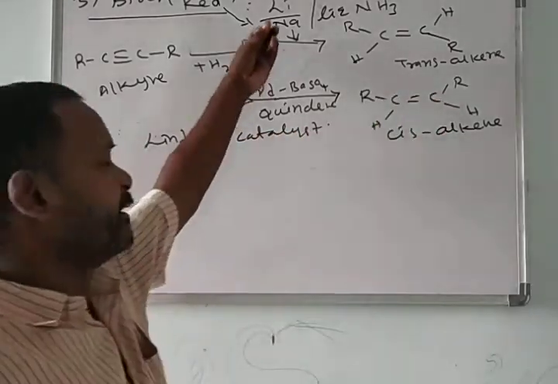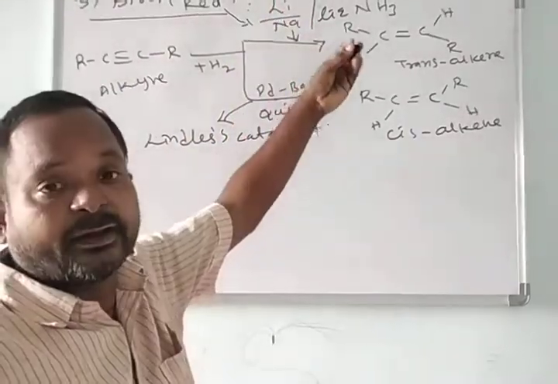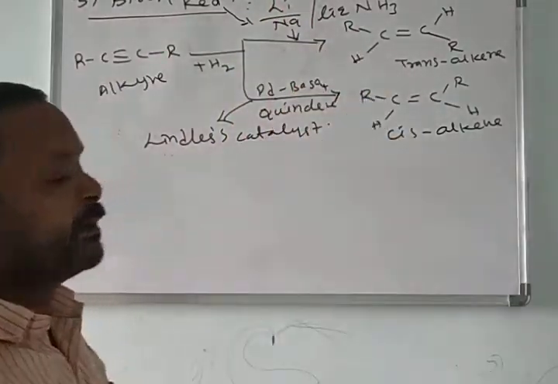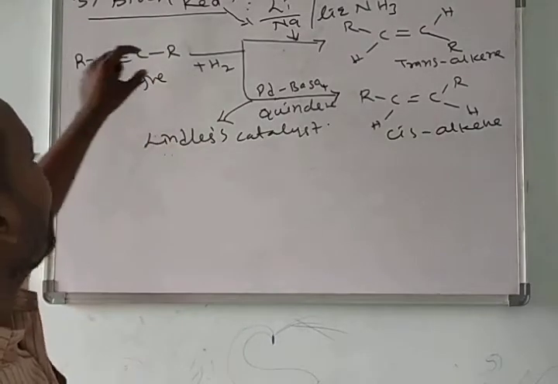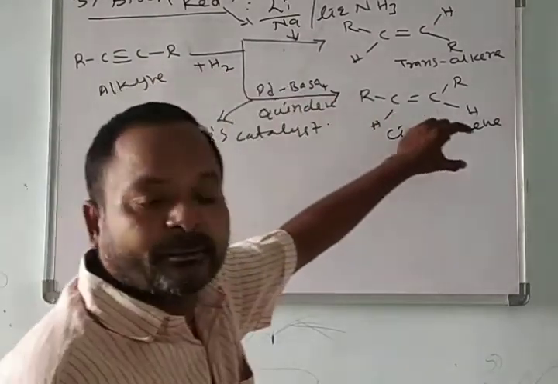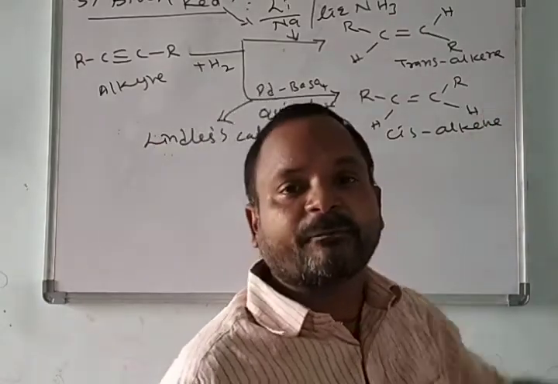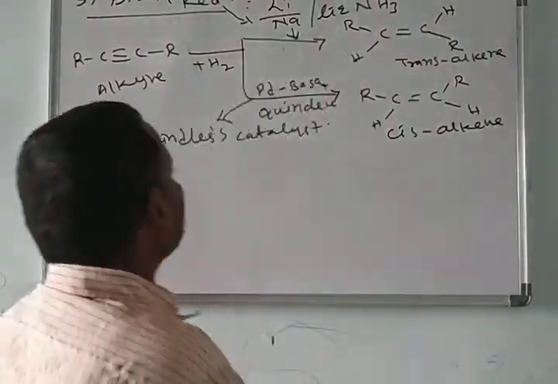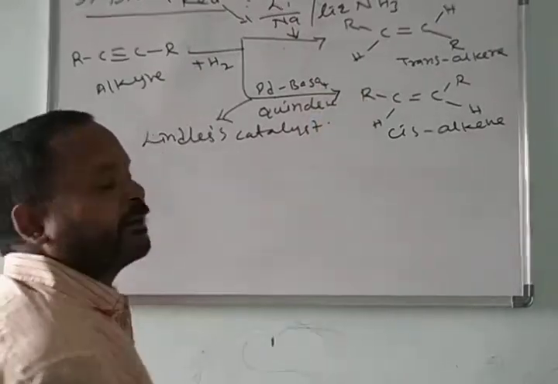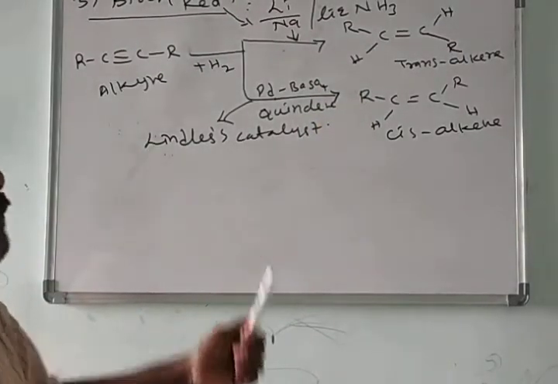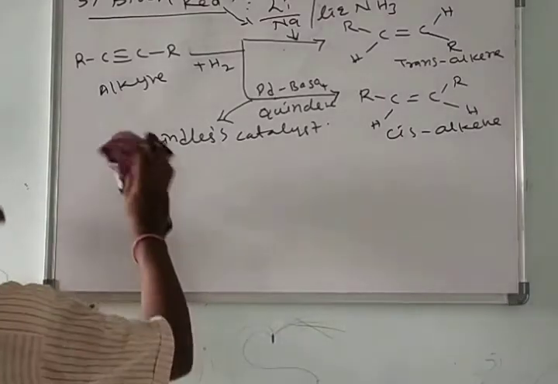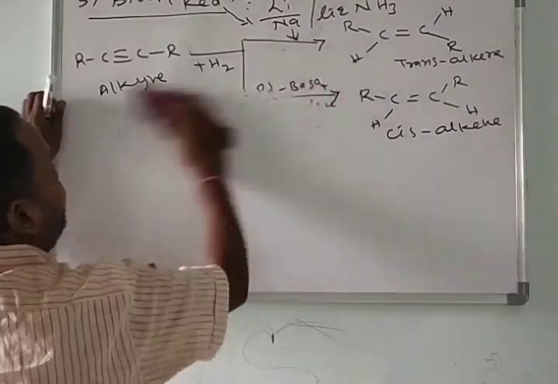Okay, in presence of liquid ammonia, sodium liquid ammonia, we'll get the trans alkene that we called as Birch reduction. And here, formation of the cis alkene in the presence of palladium, barium sulfate, and quinoline. This mixture we called as Lindlar's catalyst. This is about one more reduction, Birch reduction, and reduction in the presence of Lindlar's catalyst.